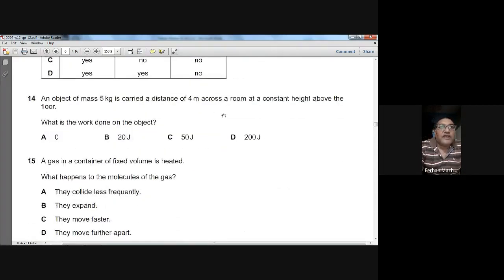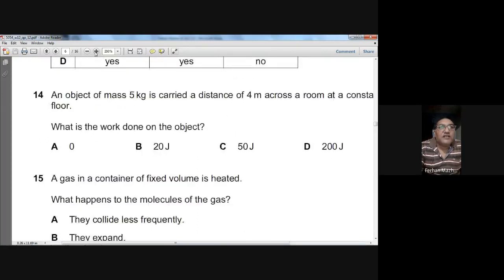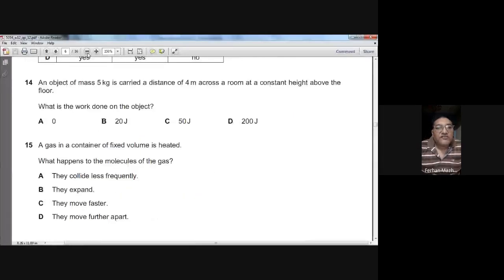On your screen, we are showing question number 14. An object of mass 5 kg is carried a distance of 4 meters across a room at a constant height above the floor. What is the work done on the object? You see here, you are carrying an object at a constant height and moving 4 meters. So the work done will be 0 because the body is not moving in the direction of the force which you apply.